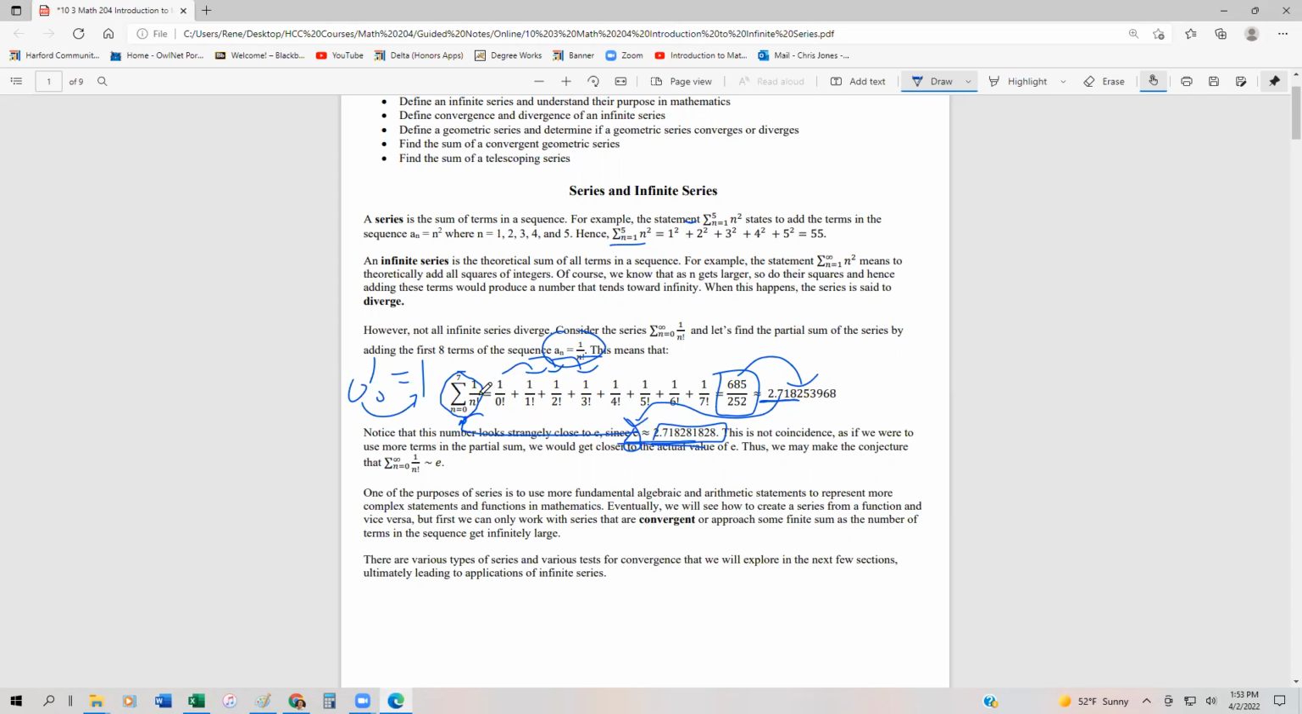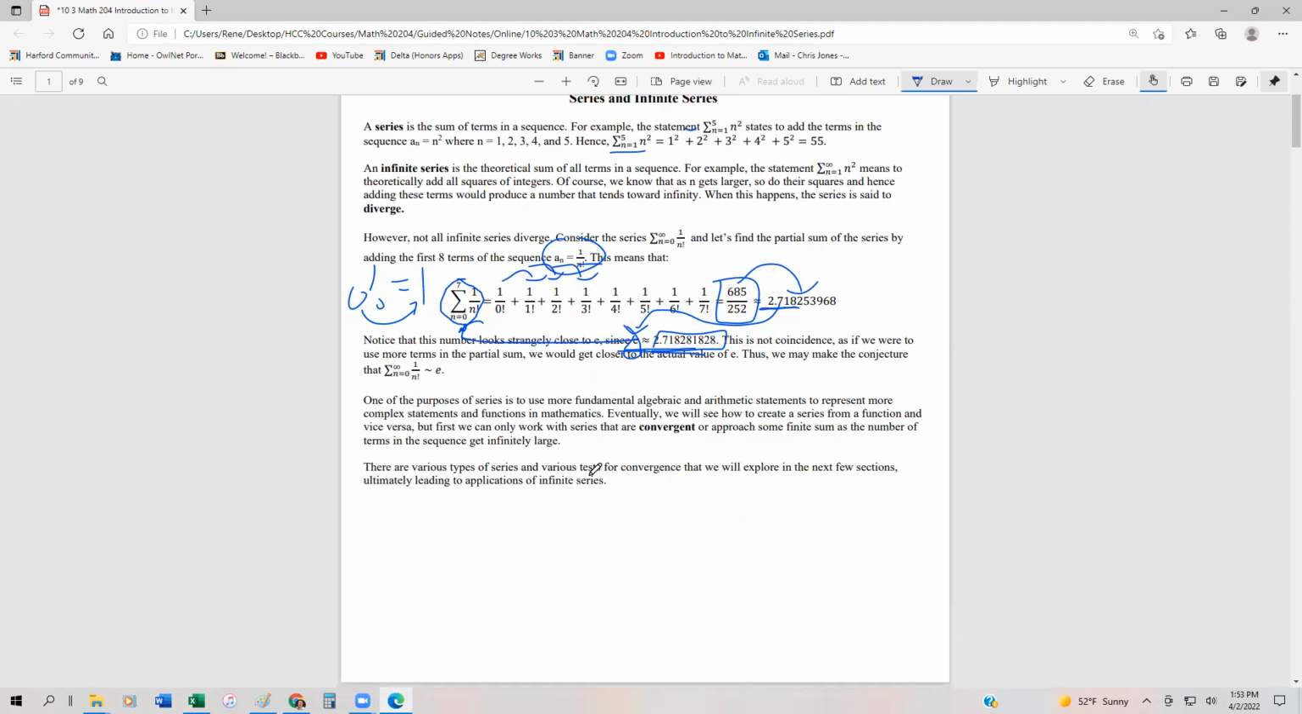And eventually we can represent functions with infinite series, not just specific values. That's the whole purpose of these infinite series: we can represent more difficult algebraic and transcendental functions by using an infinite series. We're going to get to that later in the course, but that's the big picture. For right now, what we're really interested in is determining whether series are going to be convergent or divergent. And that's what we're going to be looking at right now.